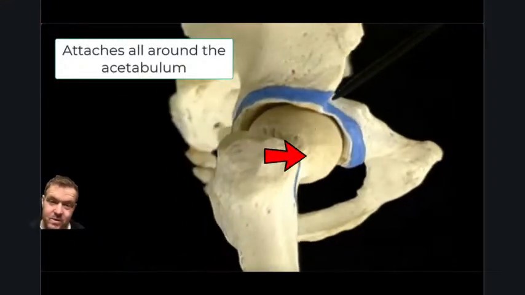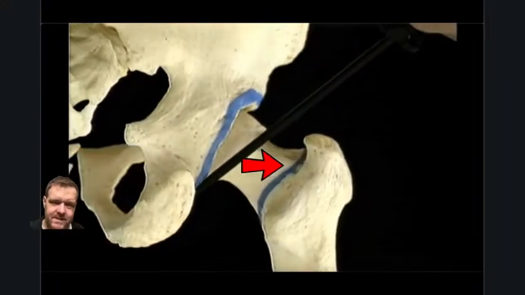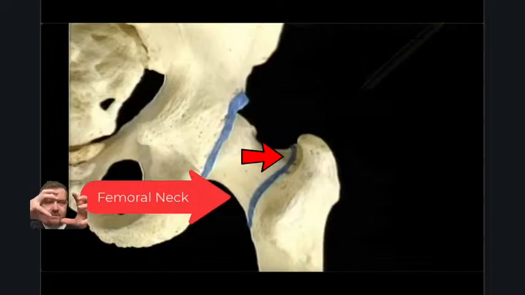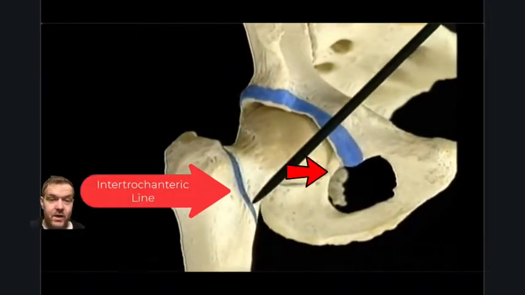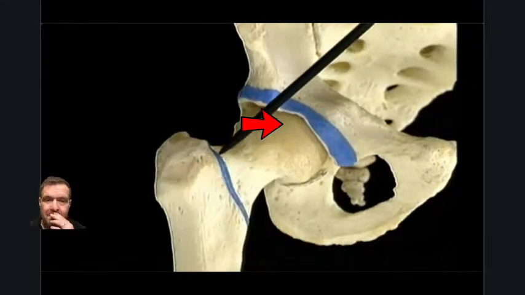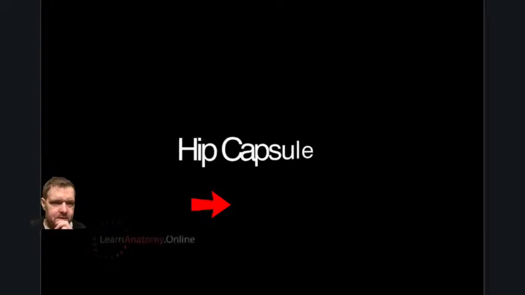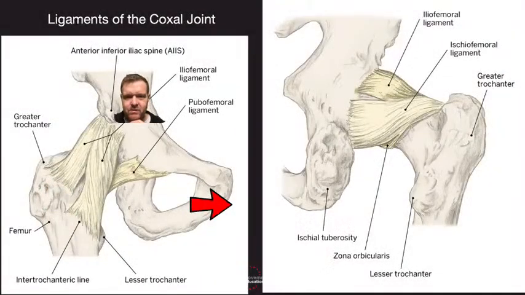And the ligaments connect all the way around. So there's the socket, there's the head of the femur, there's the neck of the femur, and it covers all the way around. It forms this sealed unit all around the hip, and it's a synovial capsule, so it'll be full of synovial fluid. Okay, so that's what that looks like. We saw that last week, so hence why I'm skipping through it.